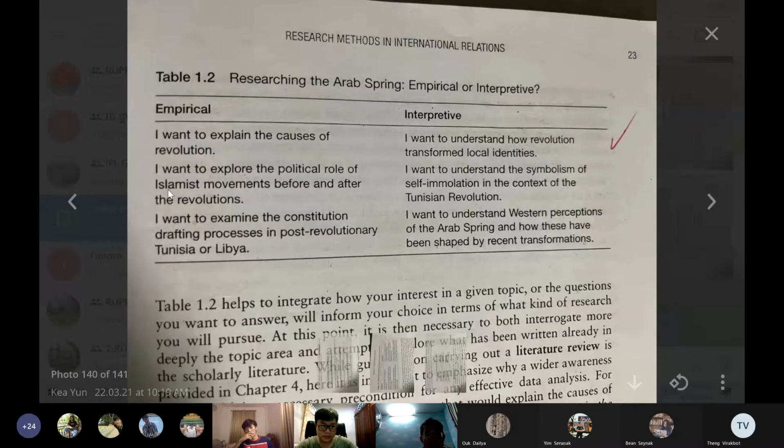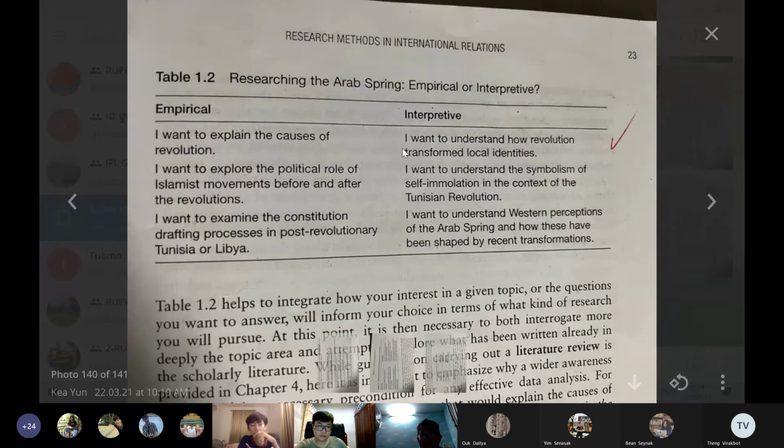So if you focus on the causes, I want to explore the political role of the Islamist movement before and after the revolution, okay? So you focus on the Islamic movement, the political role. I want to examine the constitution drafting processes in post-revolutionary Tunisia or Libya. So here you focus on the process of drafting the constitution. So if you focus on the causes, the political role, the process, and others, like the development, the practice of international practice, the causal relationship, the impact, it's all about the empirical.